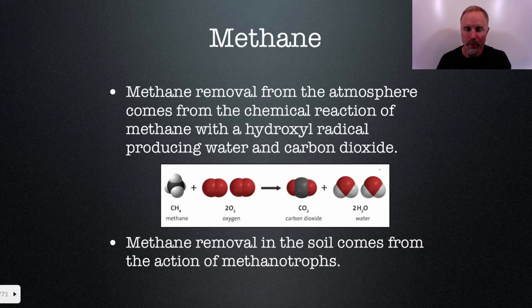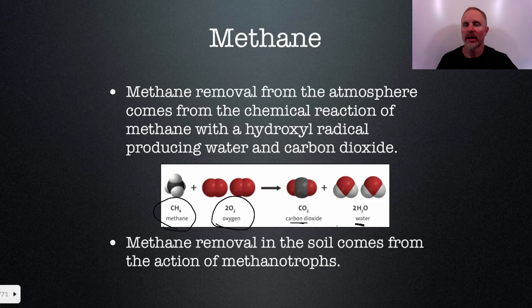And you have just the natural process here. You can see the methane interacting with these oxygen molecules to give us some carbon dioxide and some water. So when it's being broken down, it's producing another greenhouse gas in the form of CO2. So the methane removal from the soil comes from these methanotrophs.